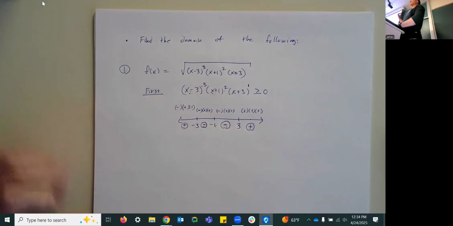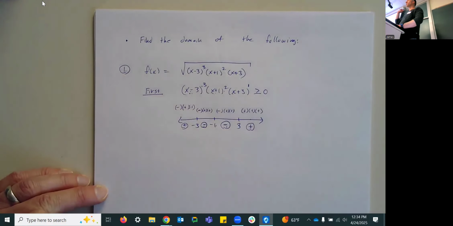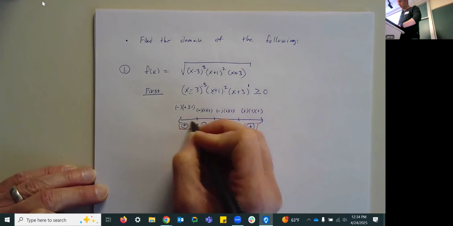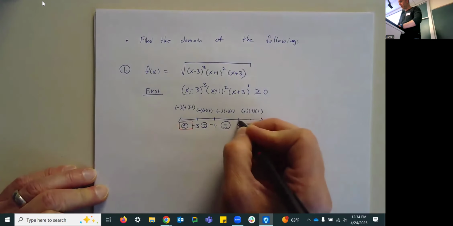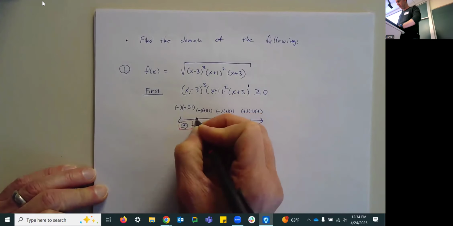So now we have to answer the question, right? Making the sign chart isn't the finished product. We have to say, okay, where is this product greater than or equal to 0? So here are the greater than parts, the plus parts, and here are the equal to parts, the 3 and the negative 1 and the negative 3.